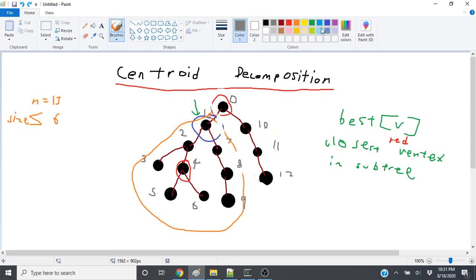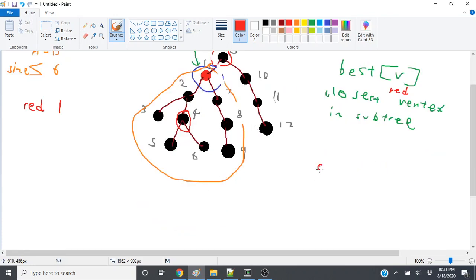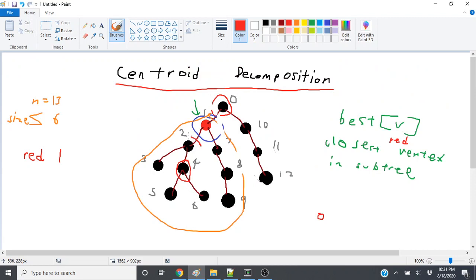Let's find a centroid, and we're going to color it. We're going to flood fill it in to be red. So this is a red centroid. We're going to use colors to represent the levels. Now we're going to make this centroid the root of our new tree. So now we have a bunch of new subtrees, this, this, and this, all created by removing the red node. Now we're going to solve individually for each of these subtrees. Let's find any centroid in all of them.